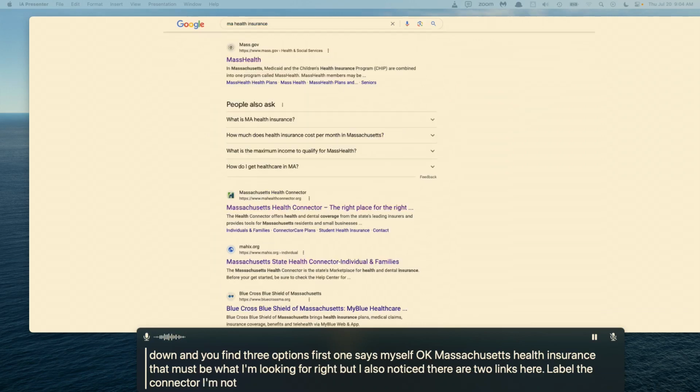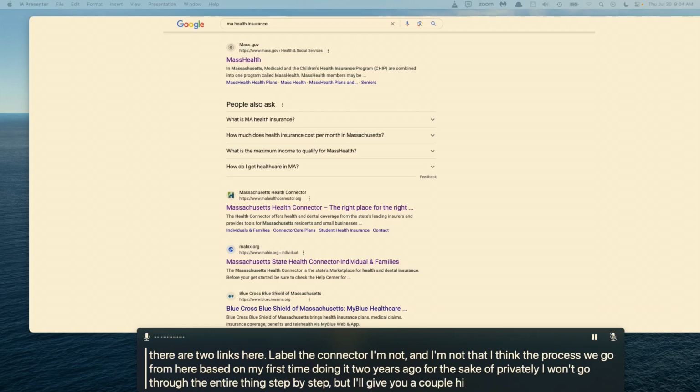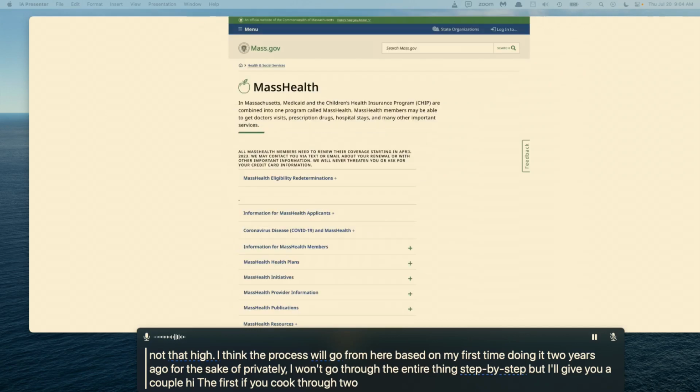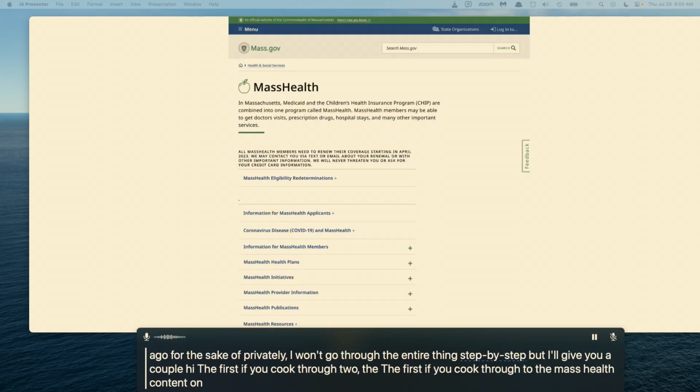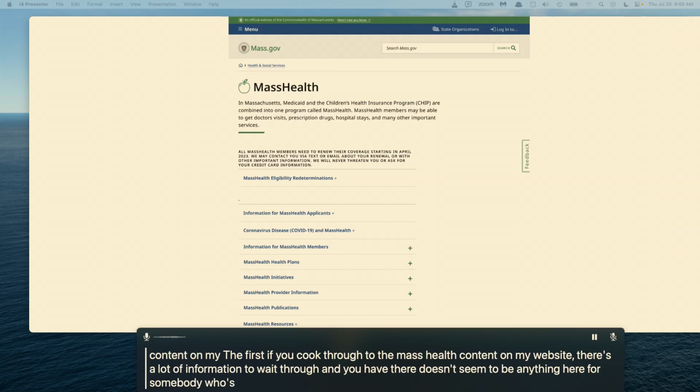I've mapped out how I think the process would go from here, based on my first time doing it a few years ago. For the sake of brevity, I won't go through the entire thing step by step, but I'll give you a couple highlights. So first, if you click through to the Mass Health content on mass.gov, the state website, there's a lot of information to wade through. And yet there doesn't seem to be anything here for somebody who's new to this.